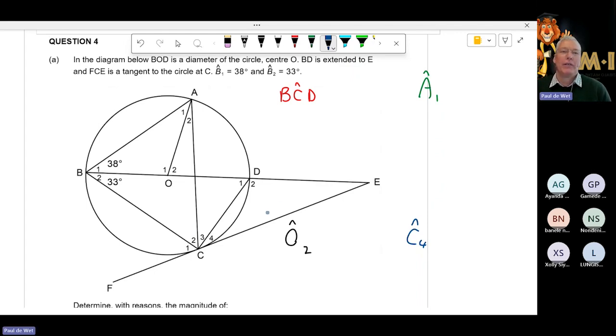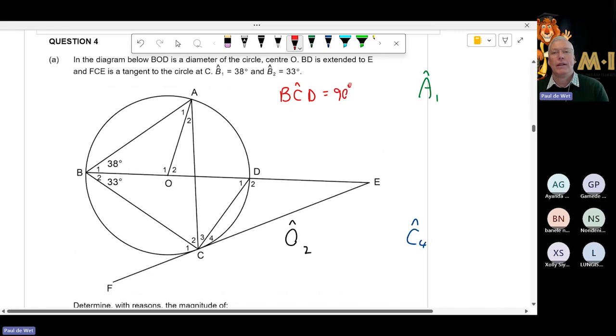I'm going to ask someone to put their hand up, even if they've got one of the answers. I'm going to ask Ayanda to come to you. I'm looking for the first one, for BCD. Someone, if they can tell me. BCD is equal to 90. Why? Opposite angles in the same segment. Well done.